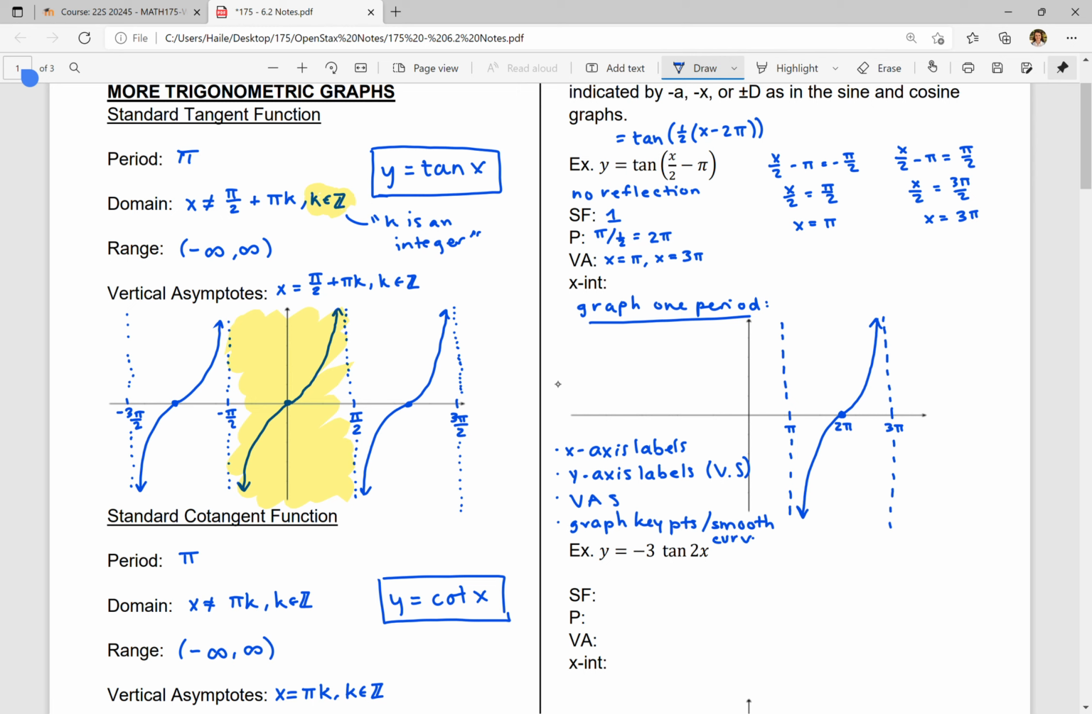So just like with sine and cosine, it's a lot to think about when you first start graphing these things, but again, the more you practice, the more this should become routine. So this is just a little checklist of things that I would want to see if I were to ask you to graph these on a test.